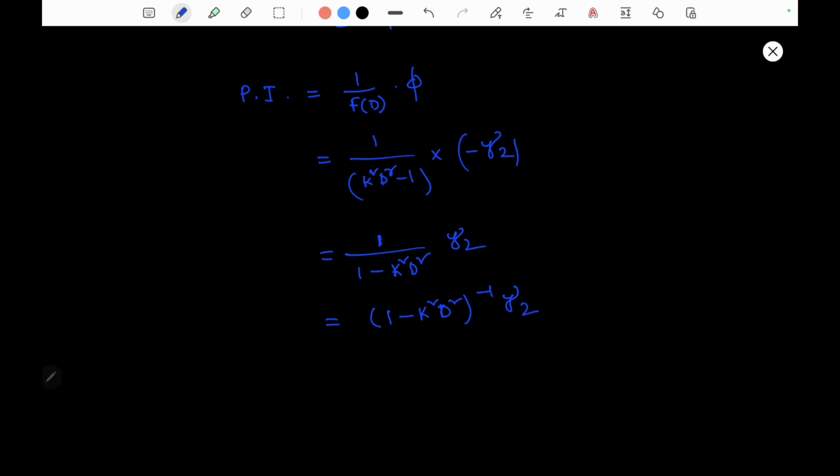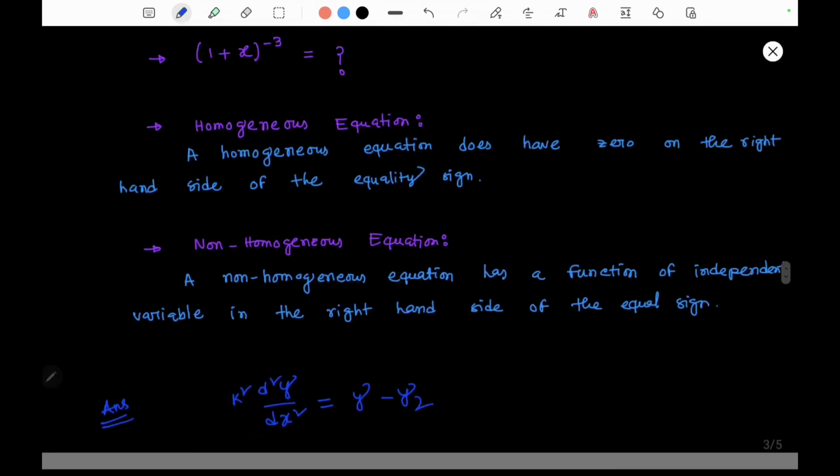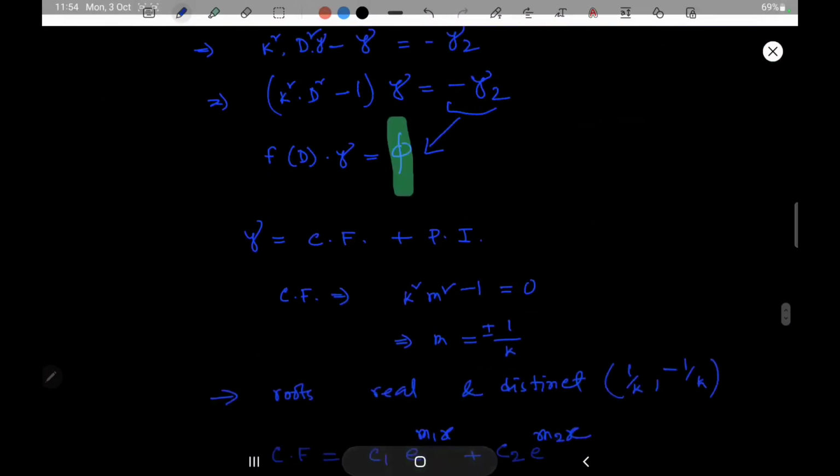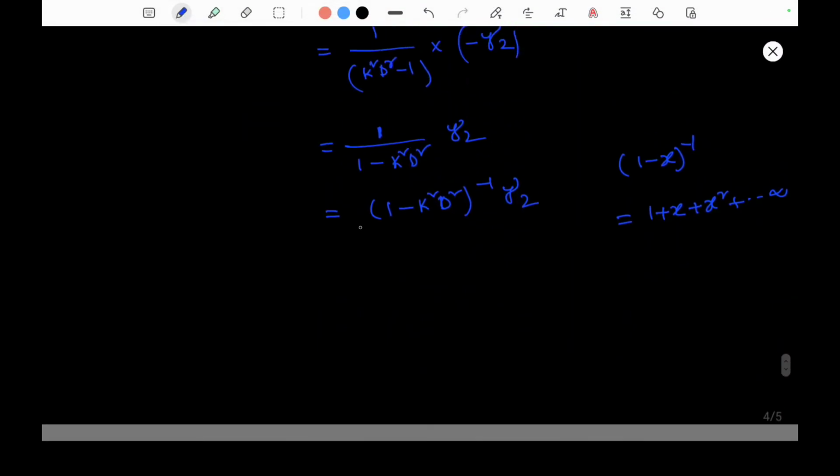(1 − k²D²)⁻¹ y2. Now the formula, hope you can remember this, the binomial expansion. Through the binomial expansion we can find this, that is 1 plus x plus x square, like that. If I'm not wrong, let's check here. So yes, it is. Now similarly we can write this also. The first two terms only are needed, because then only we can understand what will come.